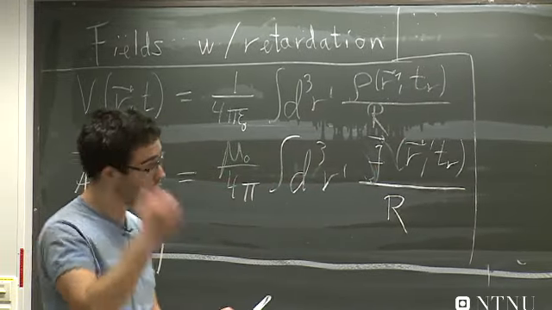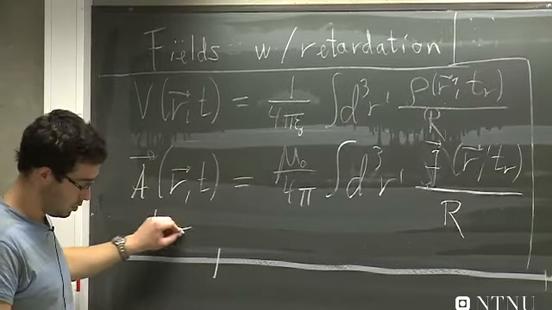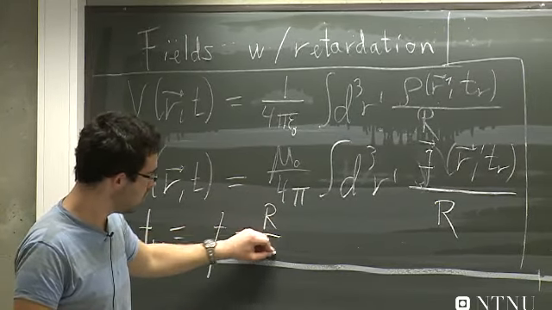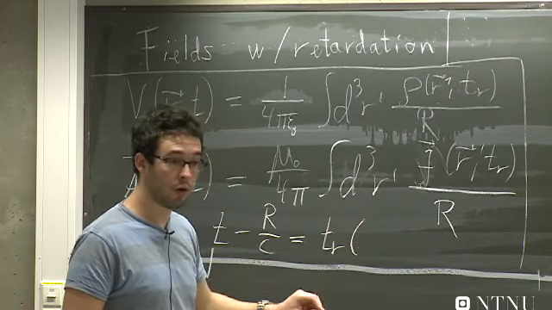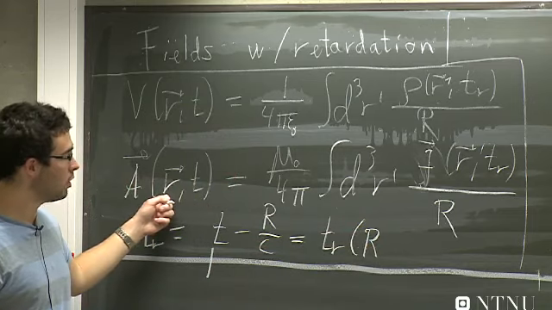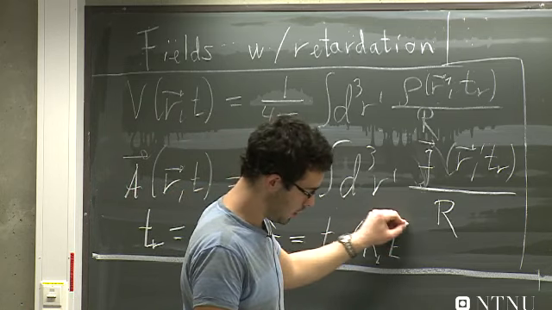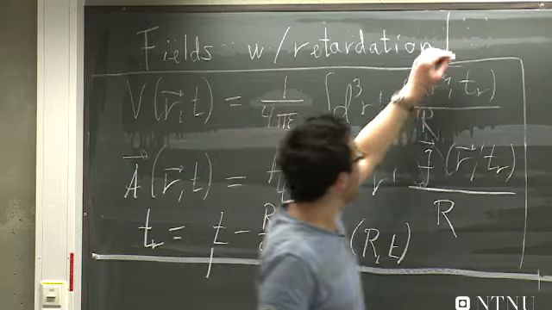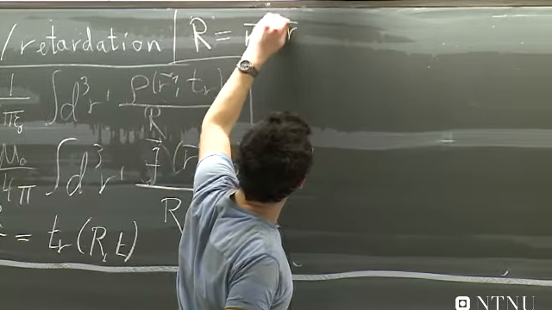Okay, and just to recap, t_R is equal to t minus R over c. So t_R is a function of the distance between the observation point r and the integration point r prime, and the time t. And R is r minus r prime.